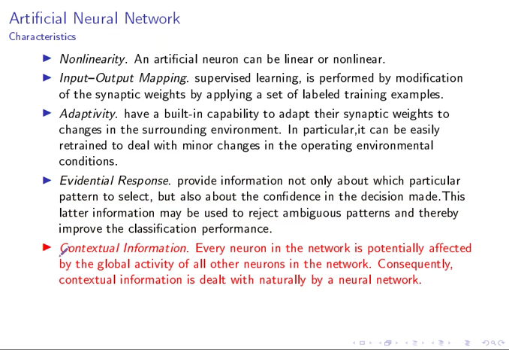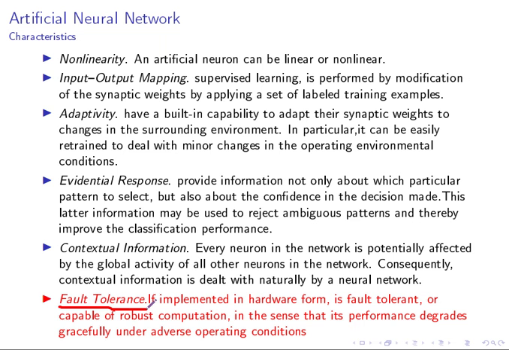Contextual information. Every neuron in the network is potentially affected by the global activity of other neurons in the network. Consequently, contextual information is dealt with naturally by a neural network. As we know from the architecture, neurons are highly interconnected, so changes in one neuron are easily propagated to others, and even further neurons. Fault tolerance. If implemented in hardware form, it is fault tolerant, or capable of robust computation, in the sense that its performance degrades gracefully under adverse operating conditions. Conventional hardware or software crashes abruptly when the environment or input is changed. But we humans have some tolerance, and so this neural network also has this tolerance.